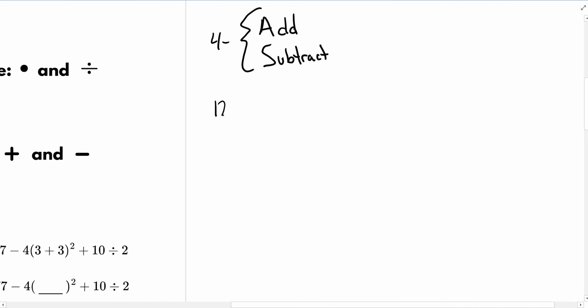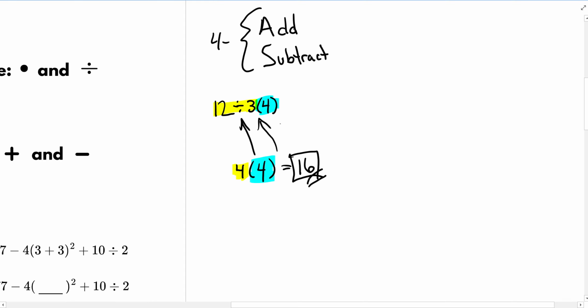If I say 12 divided by 3, parentheses 4, again, don't let the parentheses fool you. You don't do the multiplication first in this case, because to the left we have a division and then we have a multiplication. So the first thing we're going to do is take 12 divided by 3, that's 4. And then we have this times 4, and that's still there. So now 4 times 4, now the answer is 16.